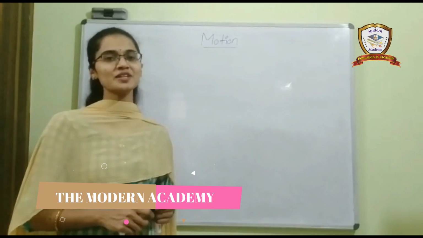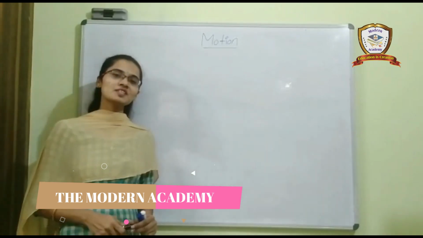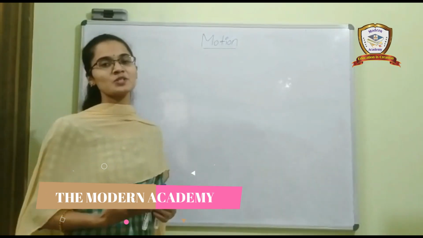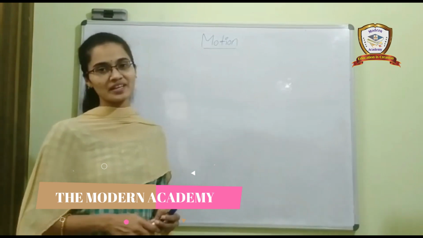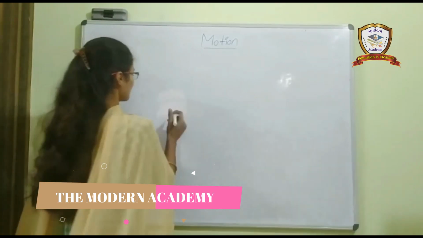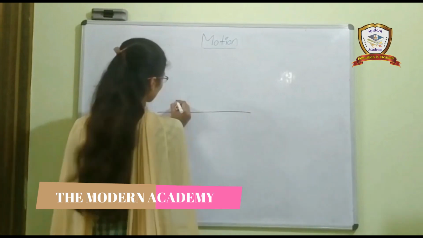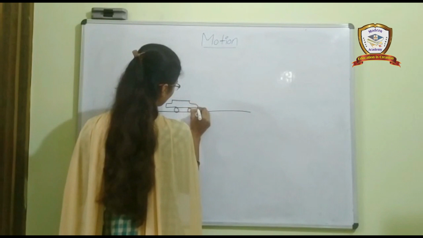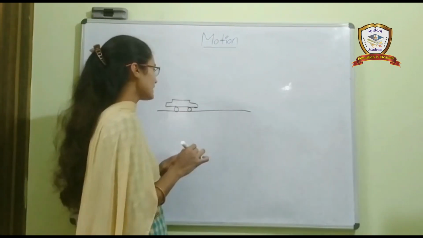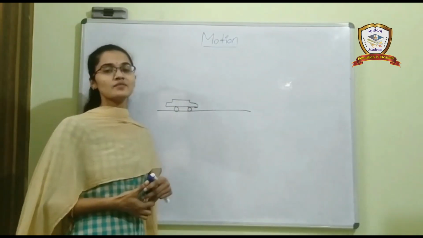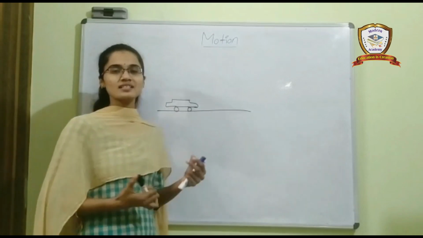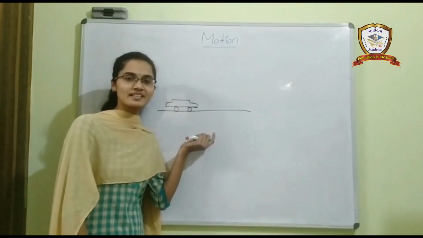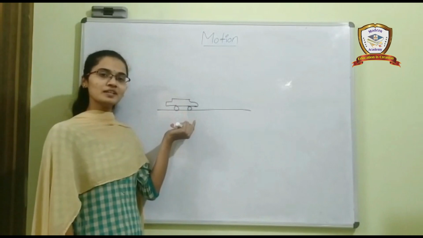Shweta. Now I am going to discuss motion. Motion is nothing but an object changes its position with respect to time and surroundings. For example, when a car is moving on the road, it changes its position continuously with respect to time and surroundings. Surroundings are nothing but trees, houses, etc. So then a car is said to be in motion.